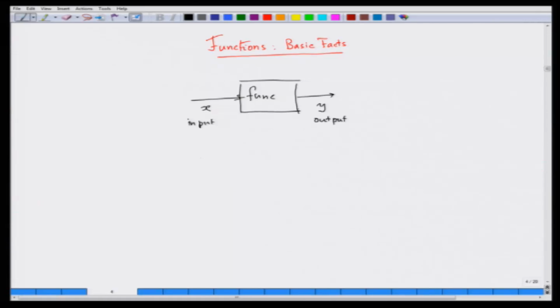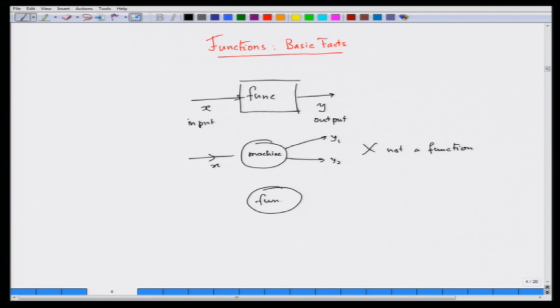So here if I have one input x and there is some machine which gives me say two outputs corresponding to this x, which are y1 and y2. So this is not a function. So a function has the rule: one input gives me one output. But of course, one important thing is that a function can have the following behavior.